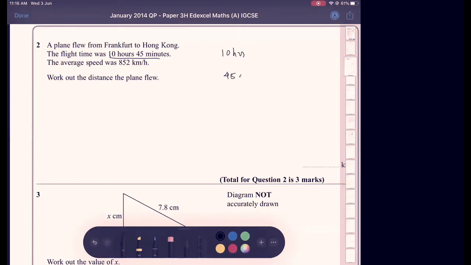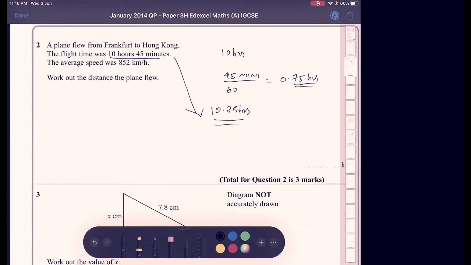That is 0.75 hours. So we got the answer: 10.75 hours, that is 10 hours 45 minutes. Now we know that average speed is equal to total distance divided by total time.